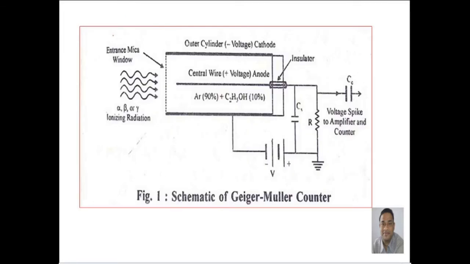The picture will be more clear in this particular diagram of the GM counter. See the outermost cylinder, it is a metal case, and exactly along the axis of that cylinder we have a thin tungsten wire whose diameter is of the order of 10^-2 centimeter. The outer metal case acts as a cathode, while the central tungsten wire acts as an anode.